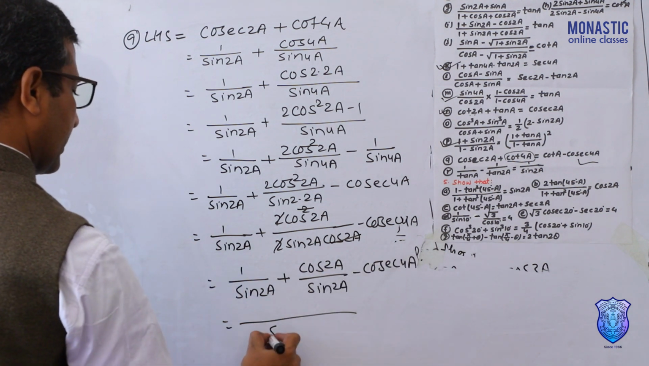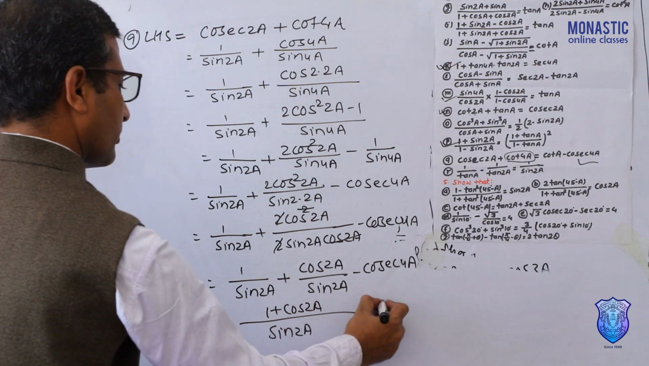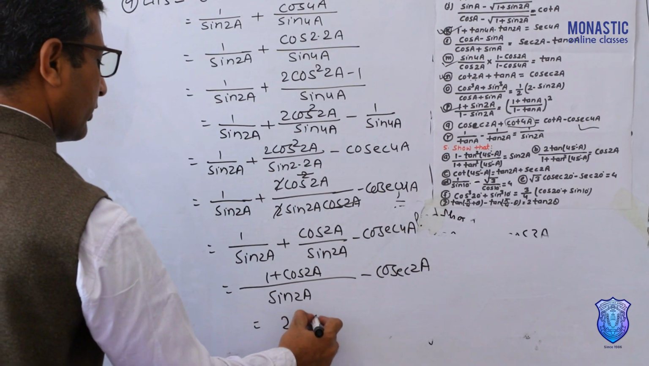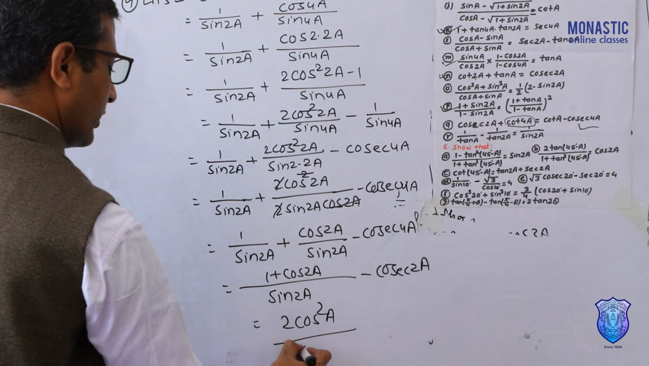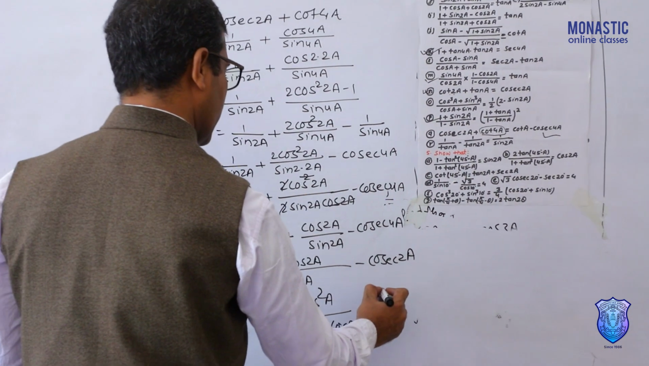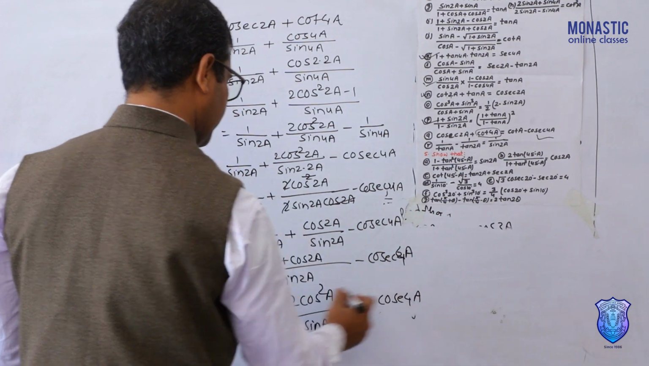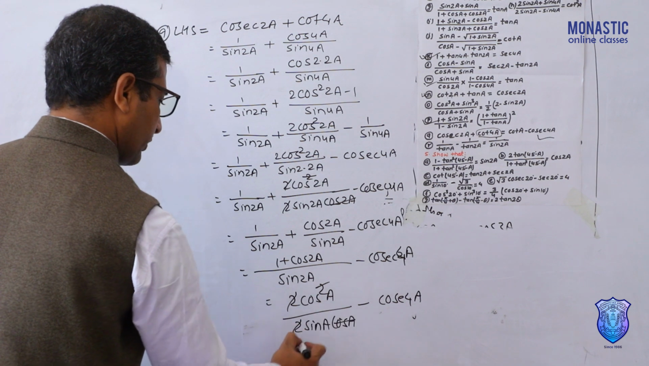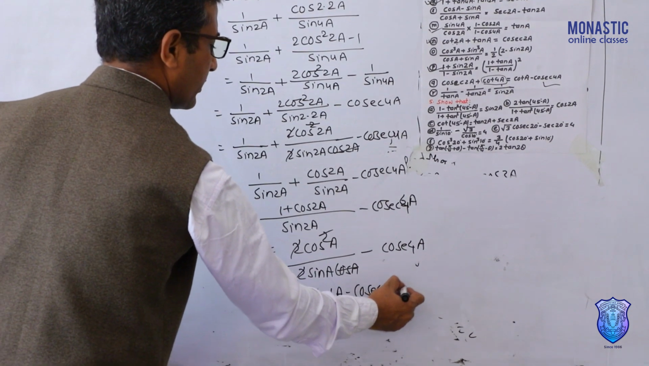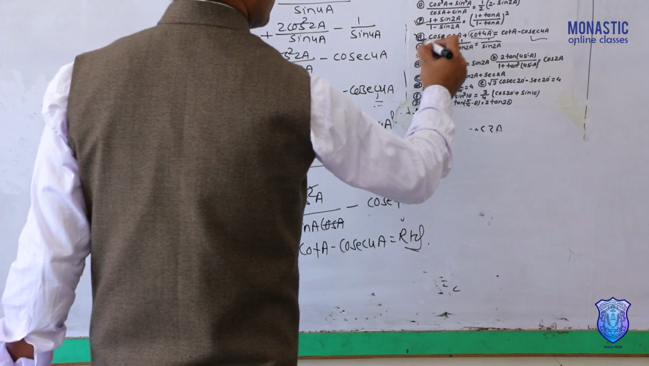Now you have to take LCM. 1 plus cos 2a is 2 cos squared a, and sin 2a is 2 sin a cos a, minus cosec 2a, which is cosec 4a here. Cancel this. Cos a by sin a is cot a minus cosec 4a. That's the RHS we have to prove. We have completed the question number Q.